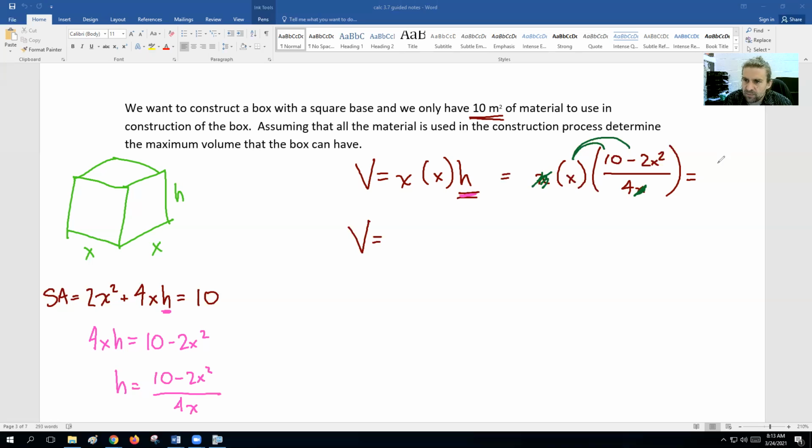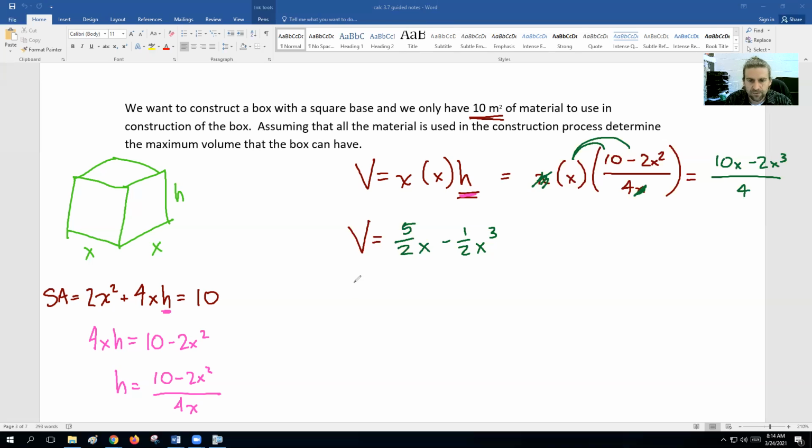And the volume here would be (10x minus 2x cubed) over 4. Since this is just a 4, we can divide these out, maybe put fractions if we want. 10 divided by 4 is 5 over 2 x, and negative 2 over 4 is negative 1/2 x cubed.